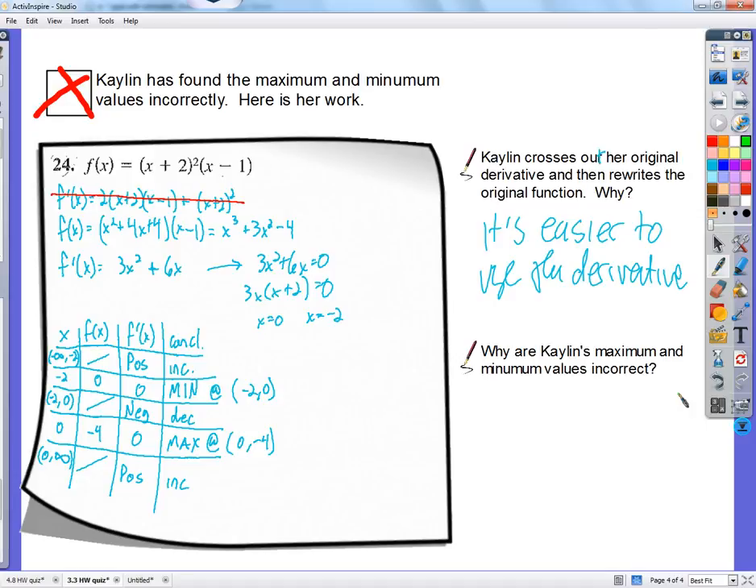Okay, so you think that's right? You guys agree that she didn't plug it into the original function? If you take negative 2 and put it in the original function, f of x, you get 0. And this one, do you get 0? I don't think you do. Oh no, you do get 0. There it is, right? H prime is 0. Put 0 in for the original function, you get -4. 0 plus 2, that's 2 squared, is 4 times -1 is -4.